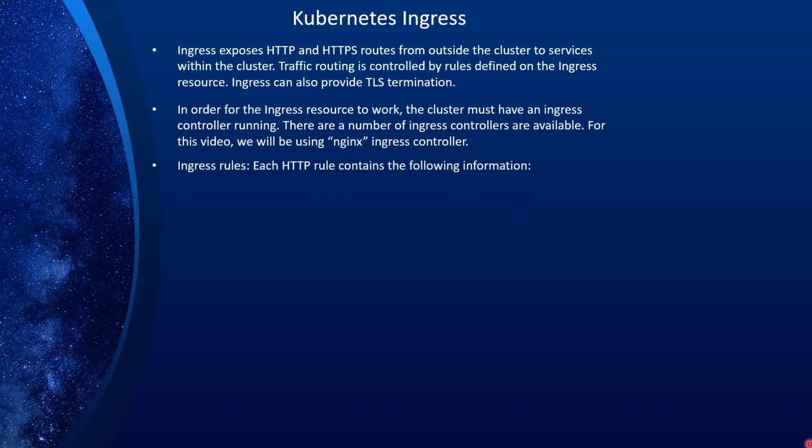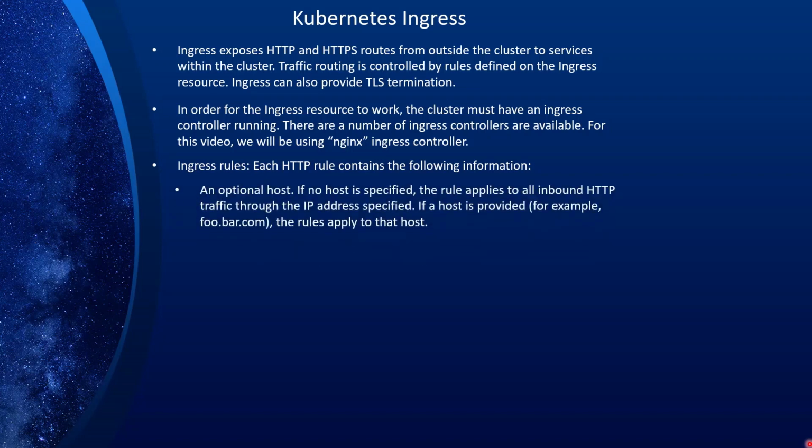Ingress rules. Each HTTP rule contains the following information. An optional host. If no host is specified, the rule applies to all inbound HTTP traffic through the IP address specified. If a host is provided, for example foo.bar.com, the rules apply to that host. And we'll go through that when we get to the demo, how that works.